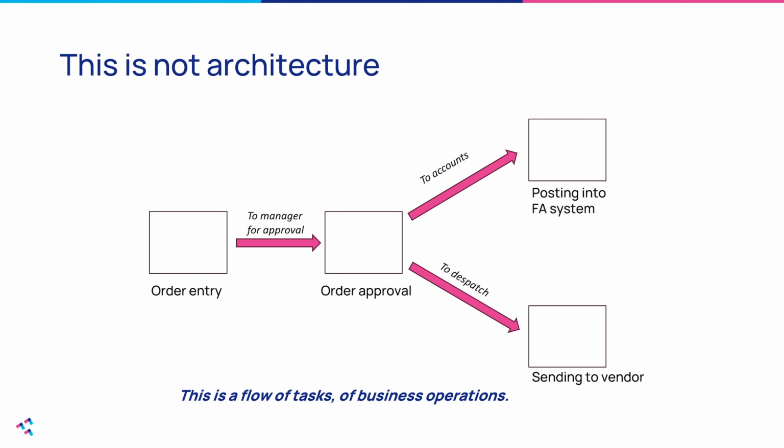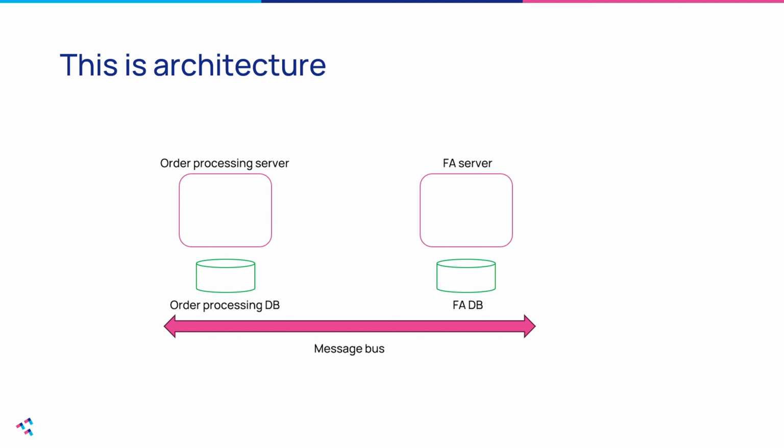It talks about business operations. This is what we call functional specifications. This is the functional flow. This is extremely critical. This is what software is made of, but this is not architecture. So what is architecture? Look at this diagram now.